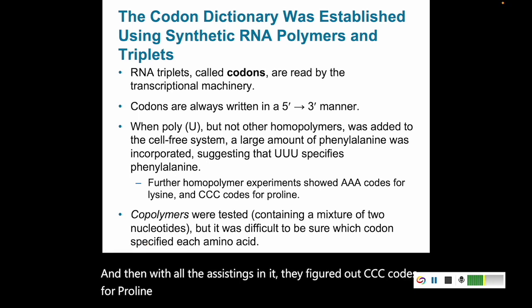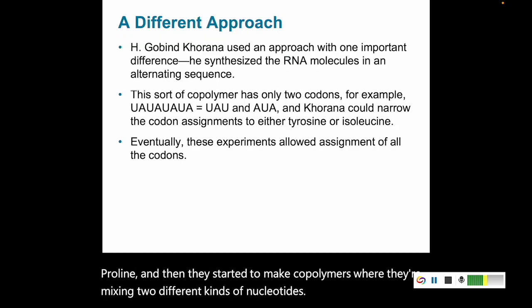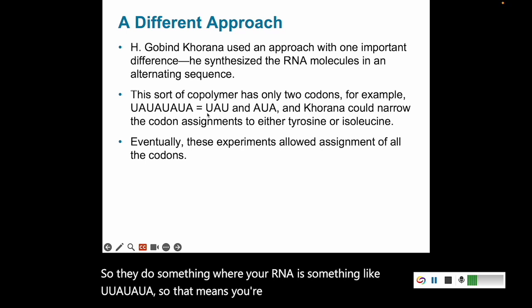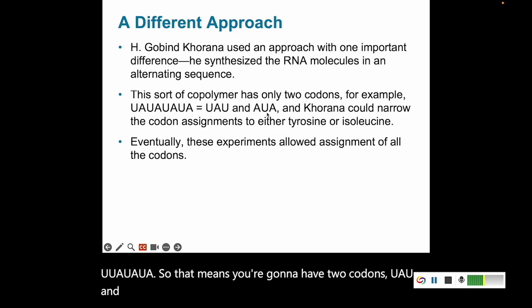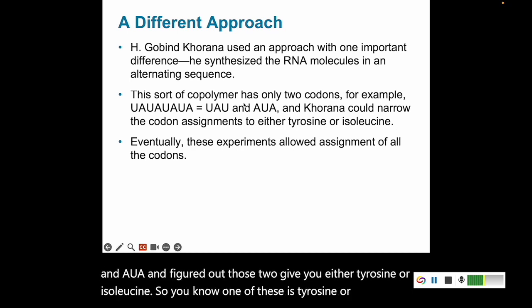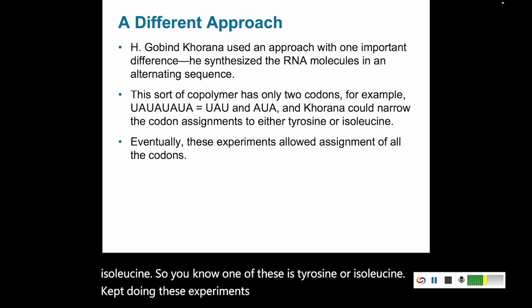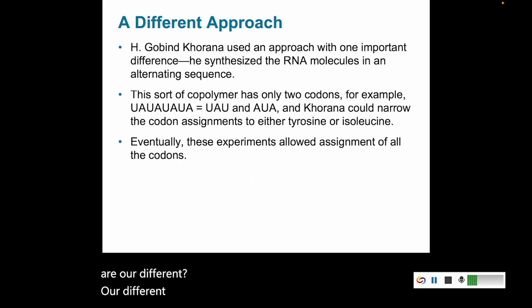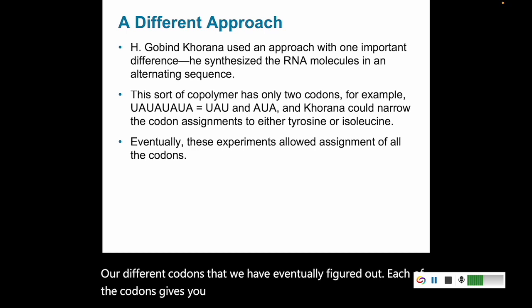And then they started to make copolymers, where they're mixing 2 different kinds of nucleotides. So they do something where your RNA is UA, UA, UA, UA, UA. That means you're going to have 2 codons, UAU and AUA, and they figured out those 2 give you either tyrosine or isoleucine. They kept doing these experiments again and again, mixing up the different codons that we have, and eventually figured out that each of the codons gives you a specific amino acid.